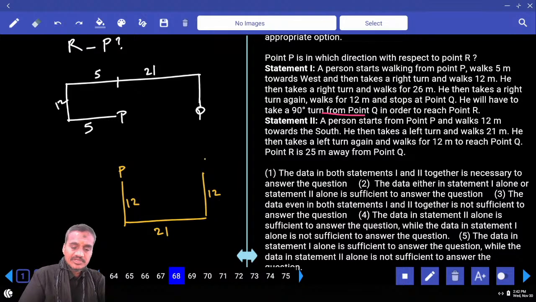R is 25 meters away from Q. 25 meters towards which direction, left or right? That is also not known. Though by comparing these two also, from Q, R is towards which direction is not known. And so what is your answer? Neither one. Even by comparing these two also we cannot answer this one. Hence choice 3, question number 68.